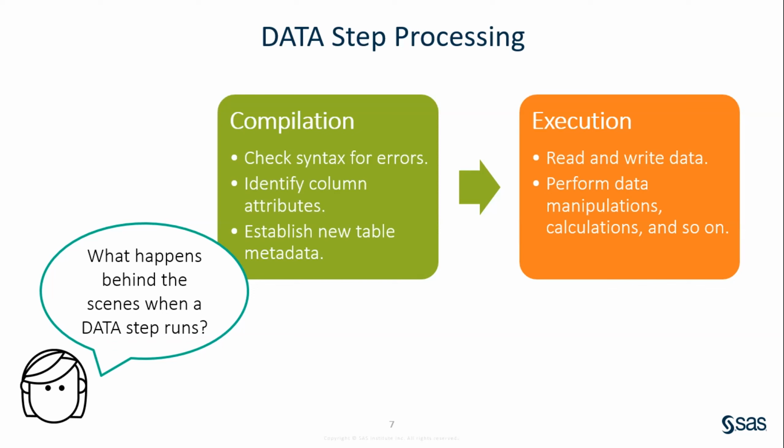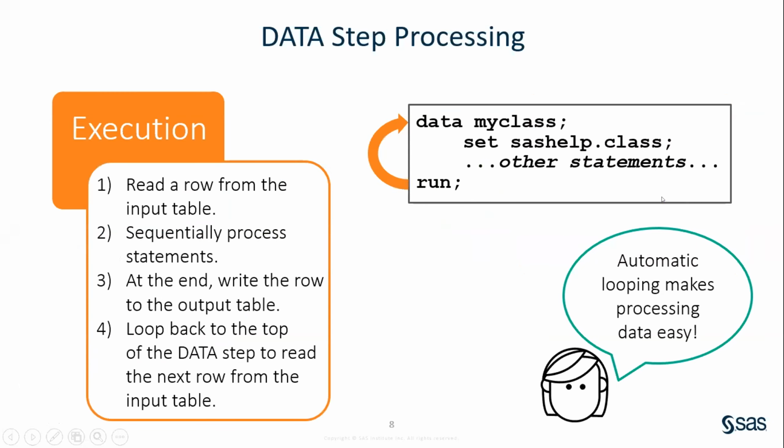Now, why is the descriptor a compilation phase output? Because while compiling, it will check for syntax errors and identify column attributes. Descriptor is nothing but the description of your table and column information, right? So it is identifying column attributes and establishing new table metadata. That is compilation. Whereas execution reads and writes data, performs data manipulations, calculations, and so on. Where do you see the data portion? Correct? So this is how execution works.